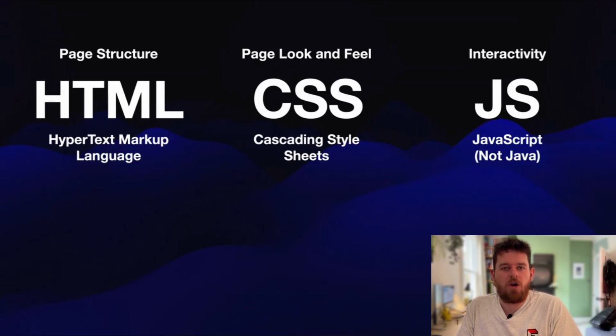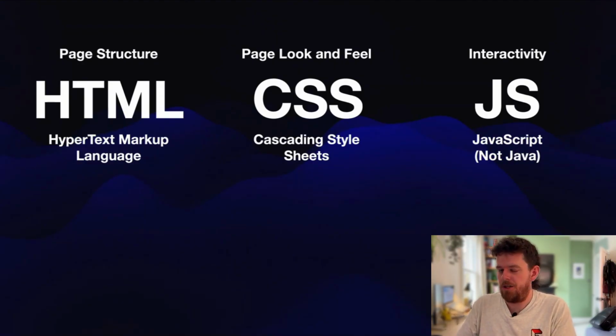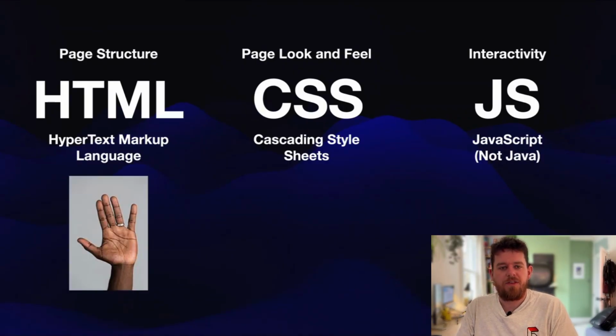So let's now look at what makes up the internet and web pages on the internet. Well, there are 3 languages that work on the web, and that is HTML, CSS, and JavaScript. Note, not Java. Java is a completely different language. And it's actually an easy way to know if somebody knows what they're talking about if they refer to JavaScript as Java.